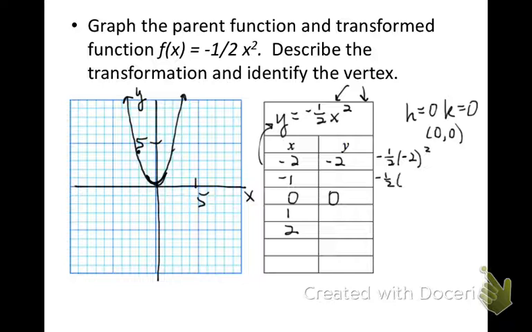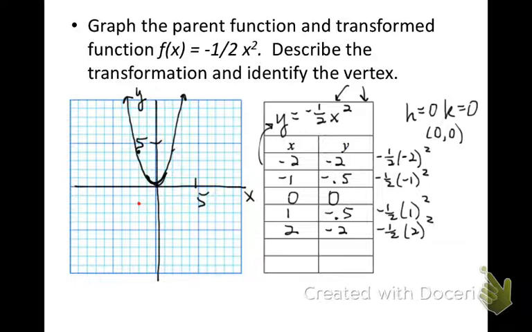Then we plug negative 1 in, square it, we get positive 1, times negative 1/2 will be negative 1/2. And I'm just going to write that as negative 0.5. If I plug in 1 and square it, I get 1 times negative 1/2 is negative 1/2, or negative 0.5. And then I bet you can guess what this value will be. 2 squared is 4, half of 4 is 2, and then we need to make that negative. All right, I'm going to graph in red. So negative 2, negative 2.